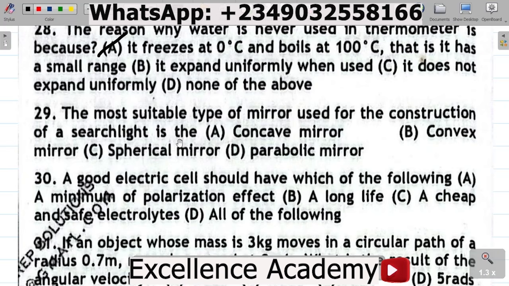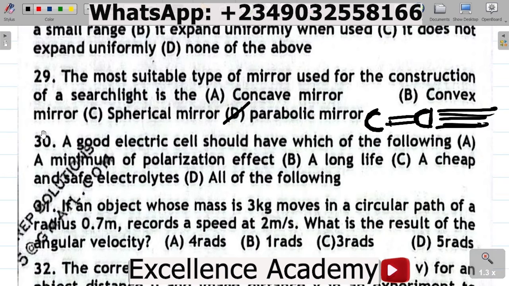Now for this question, you want to note that a searchlight is usually curved this way, right? You have this, it shines this way, very bright like this. And this is only possible because the mirror has to be in this form here. And this is a parabola. All right. So the correct answer there is D, parabolic mirror. That's D.